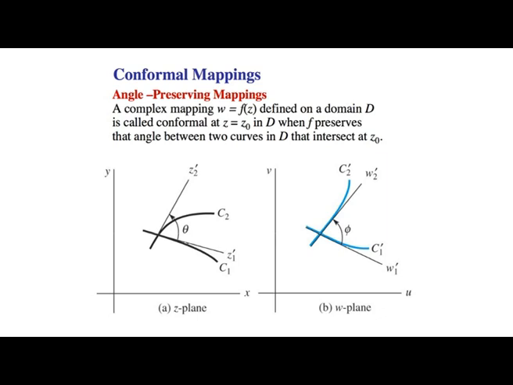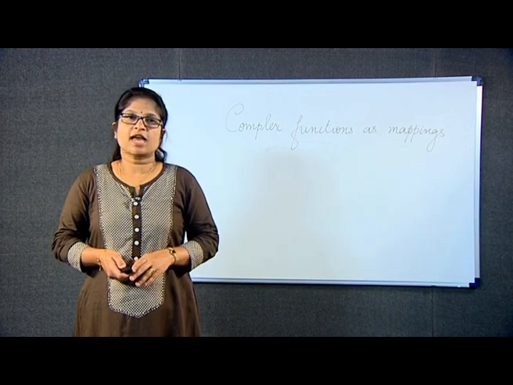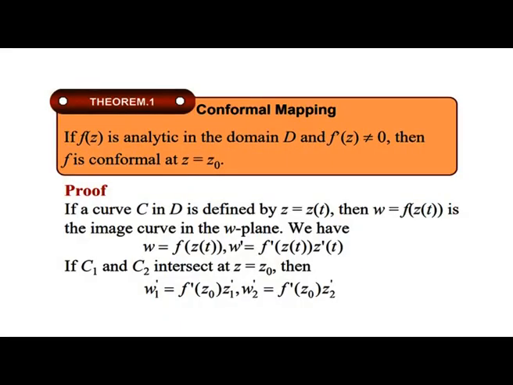So, again, how does this have some relation to your analytic function? Let us see this theorem statement, which says if your function f of z is analytic in the domain D and f dash z is not equal to 0 at a point z naught, then f is conformal at z equal to z naught. So, let us quickly see how this is true.